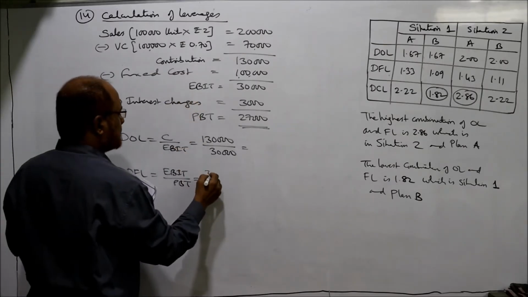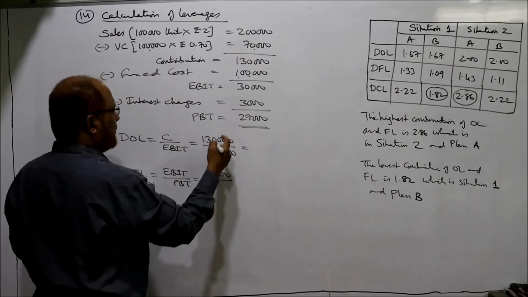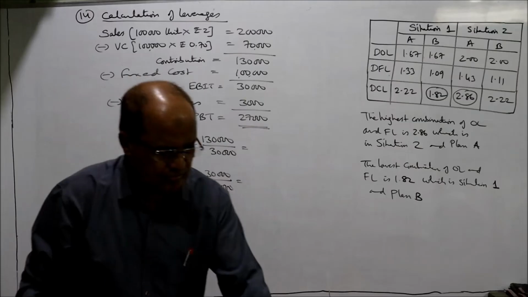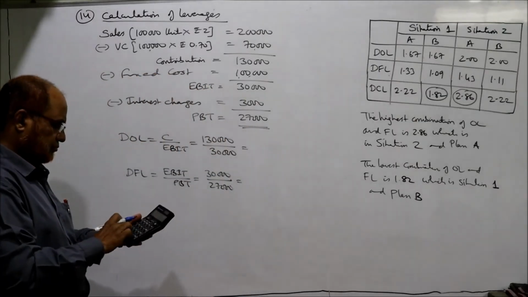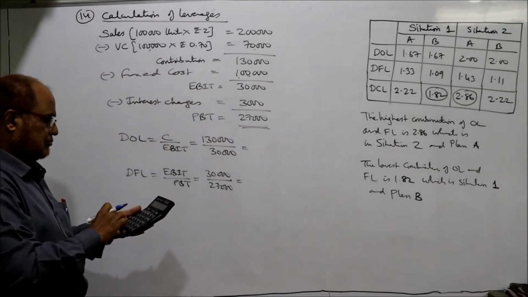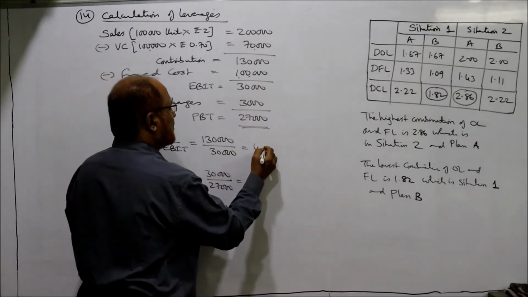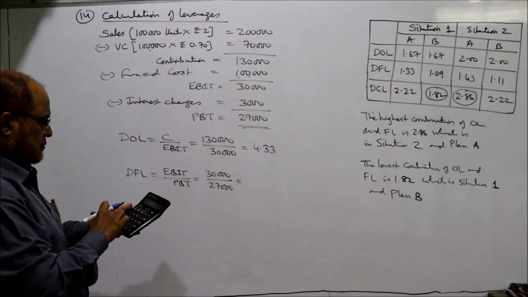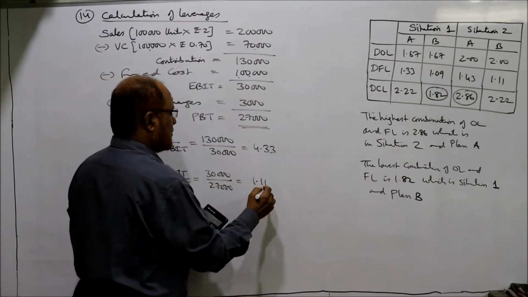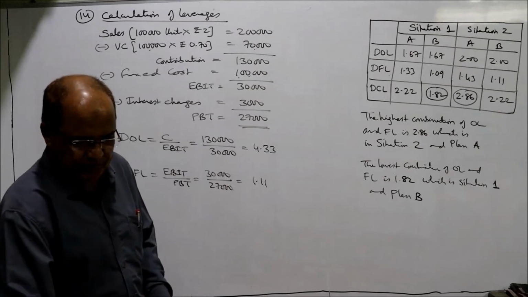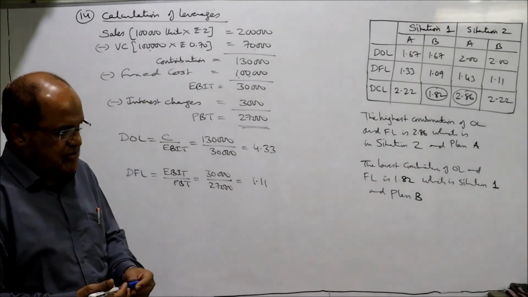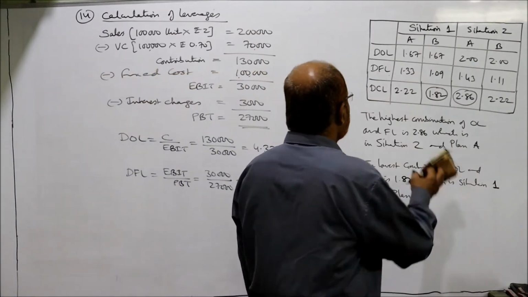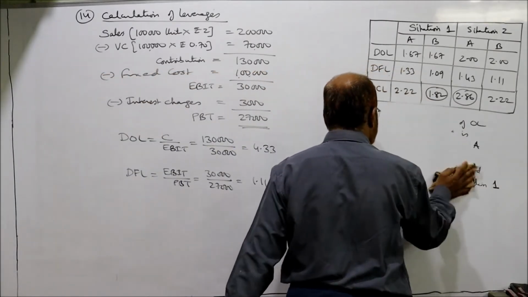EBIT, PBT, 4.33. That's all. It is asking you to calculate the leverages. We have calculated them. Now it is asking you to explain the risky situation and the ideal situation.